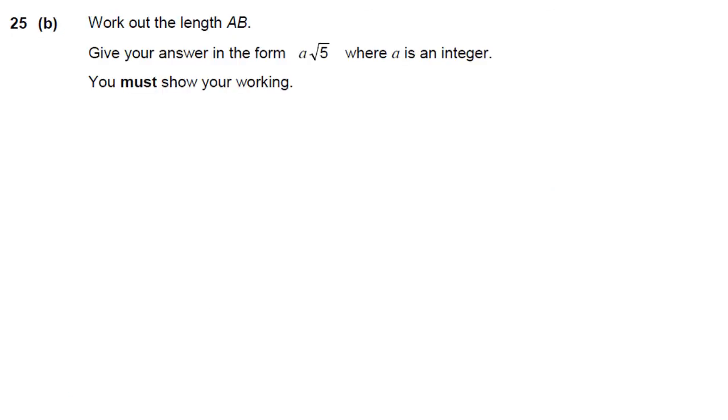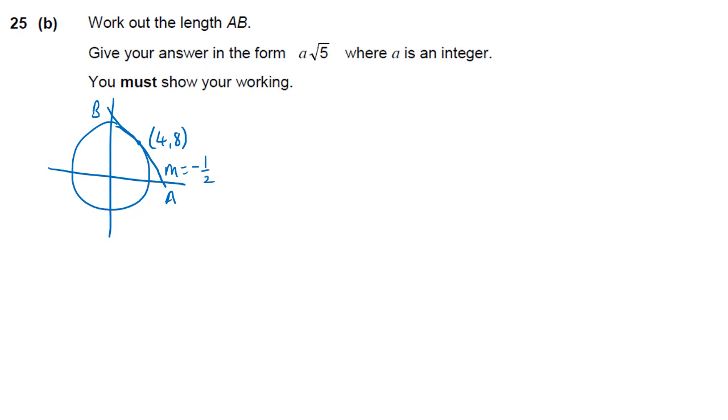Then it says to work out the length AB. Okay, so let's just quickly draw a sketch of that again on here. So that was A, that was B, and this point here was 4 and 8. And we know that the gradient of this line now is minus 1 over 2. So work out the length of this line. Well, to work out the length of a line, you just need to know the coordinates of a line, and then you just apply a bit of Pythagoras' theorem.